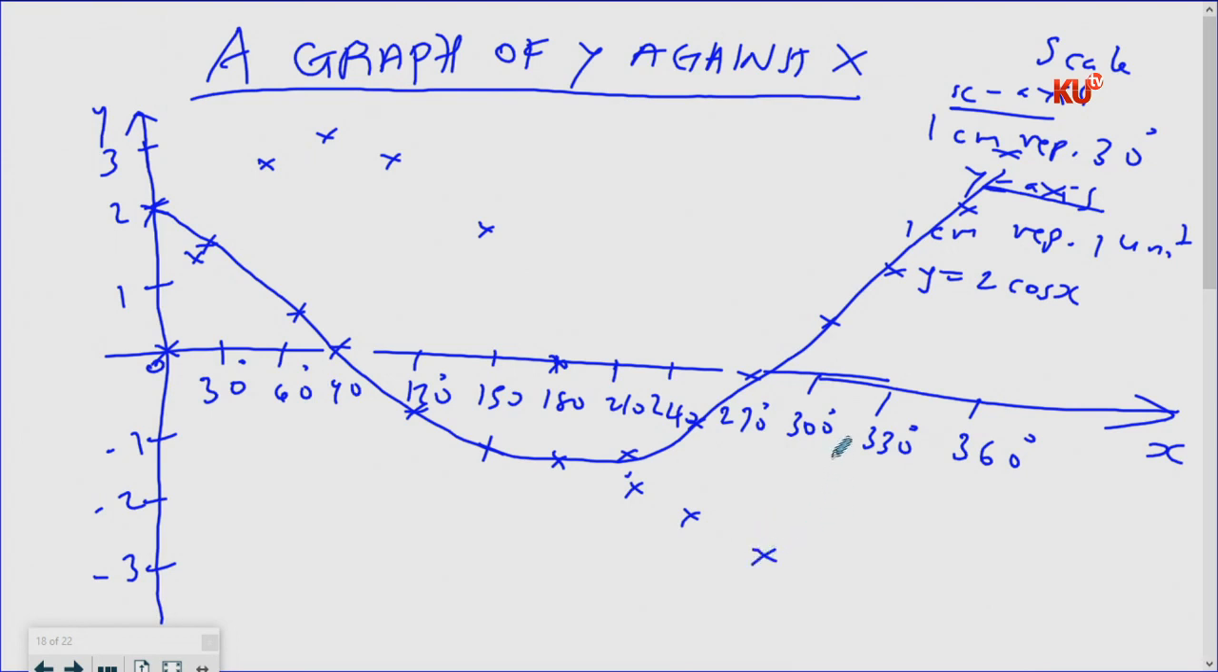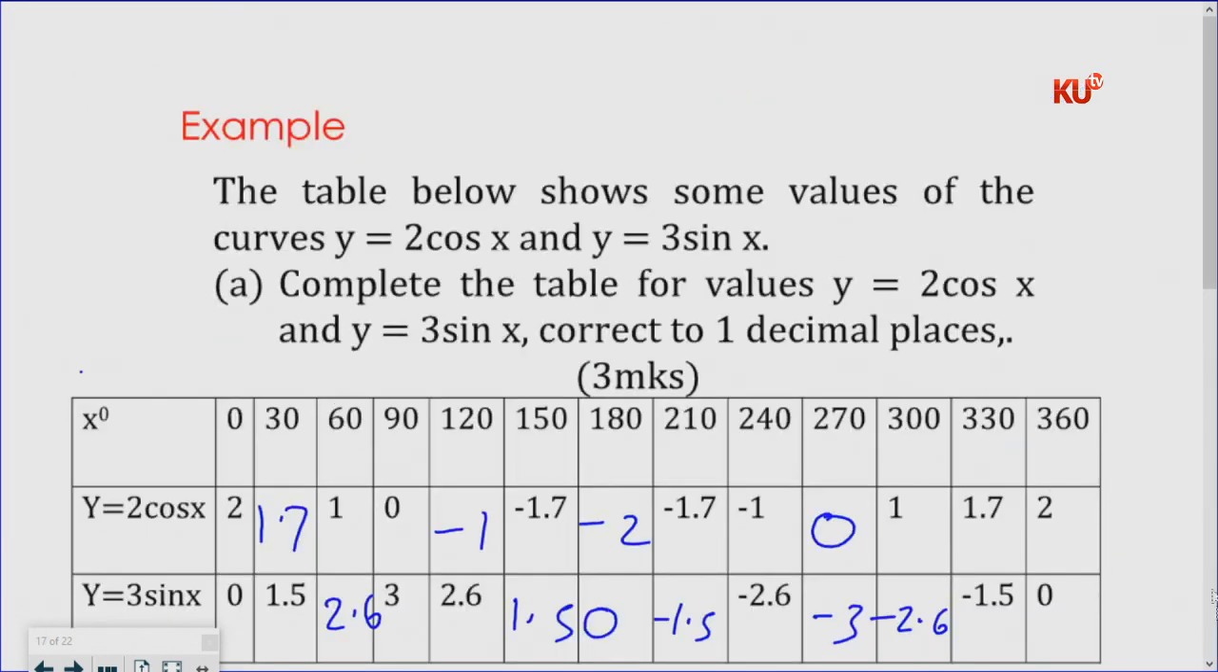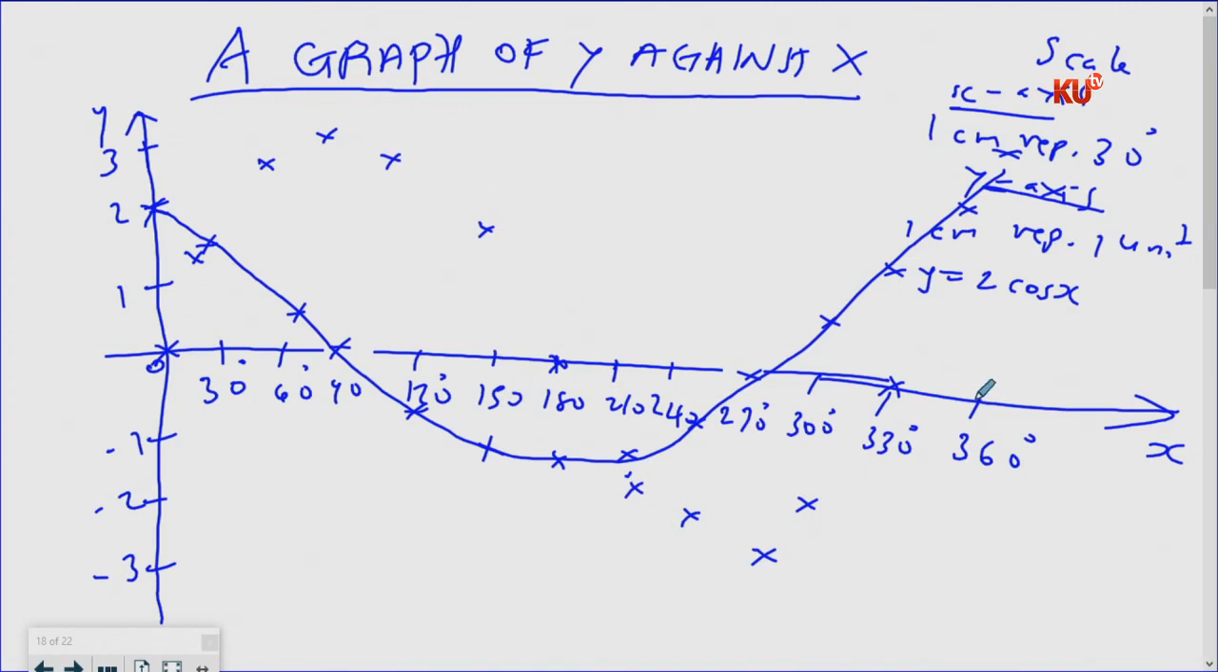I can see we are very sharp learners here with me. When x is 300, negative 2.6 should be somewhere there. When x is 330, y should be 0. And finally, when x is 360, y should be 0. I hope this one is negative 1.5. So negative 1.5.